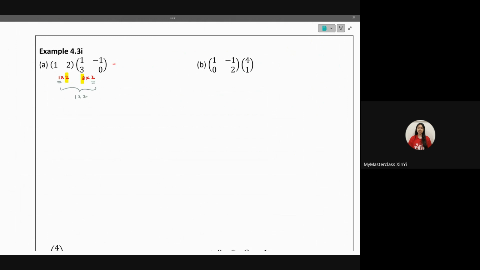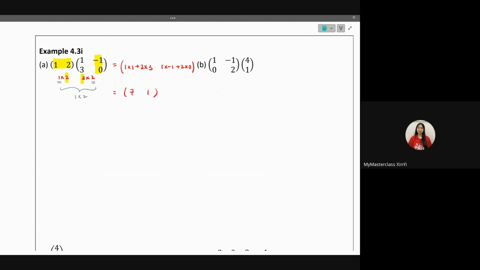Now let's start to do this. So row 1, column 1 entry: you take 1 times 1 plus 2 times 3. Then now row 1, column 2 entry. So still at row 1 and at column 2: 1 times -1 plus 2 times 0. So this should be a 1 by 2 matrix. This will give you 7 and 1.